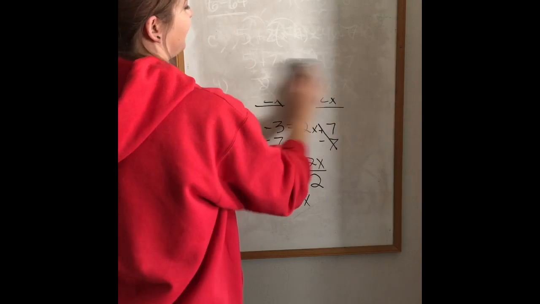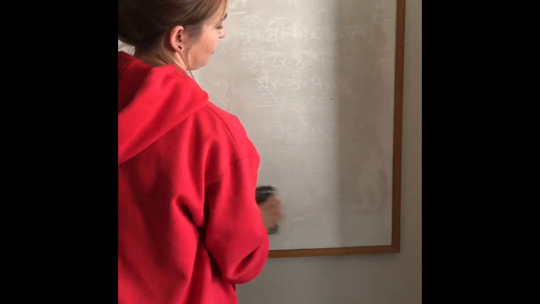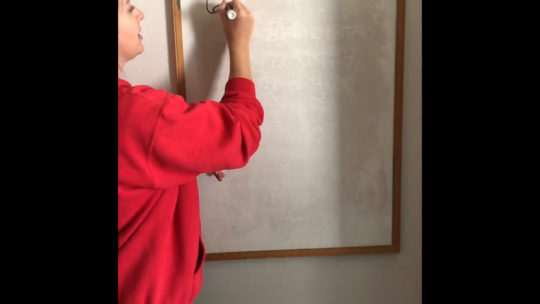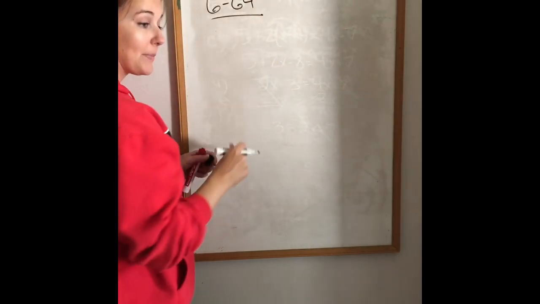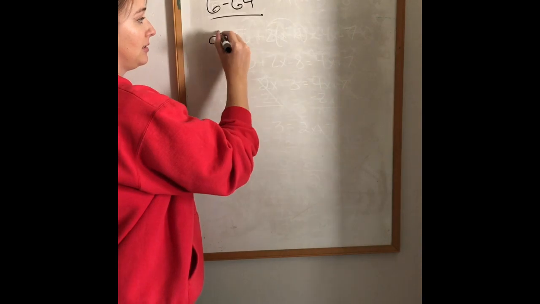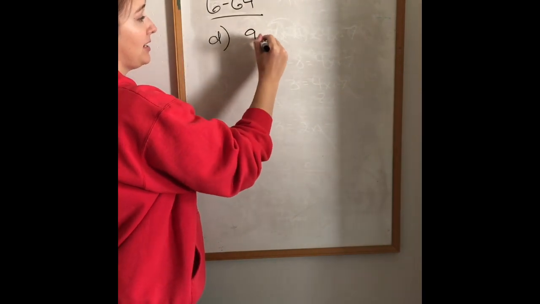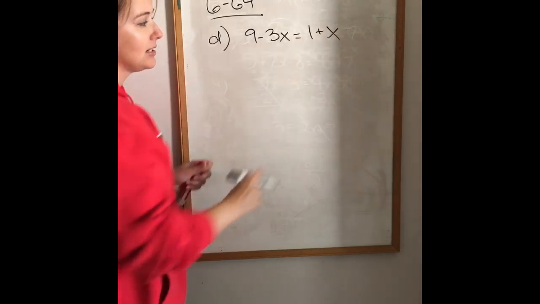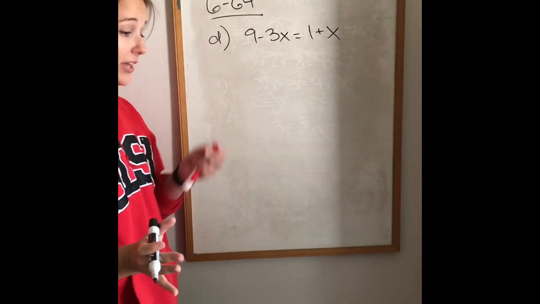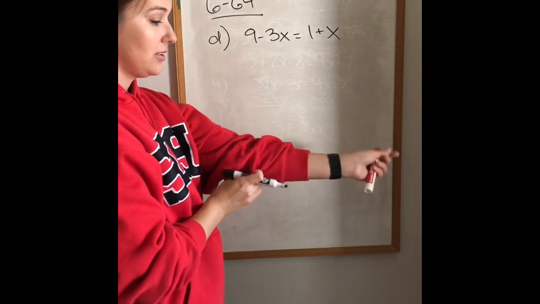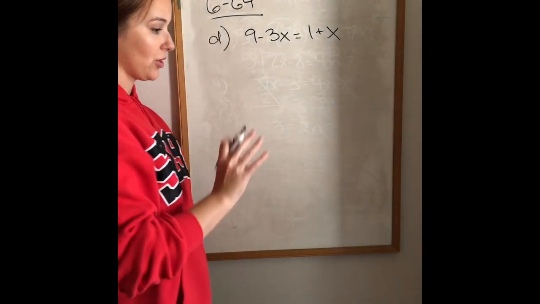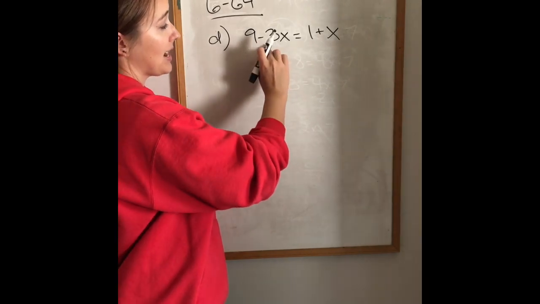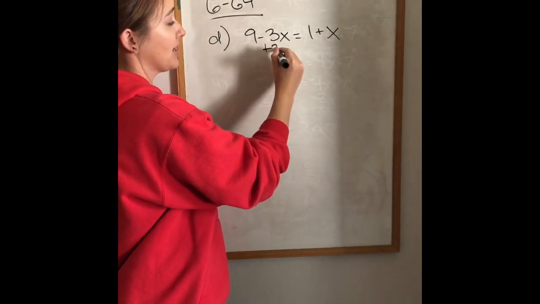Whoops, I erased the problem number. 664. Let's rewrite it. Okay, part D. 9 minus 3x equals 1 plus x. Okay, I can't combine any like terms on either side. So now I need to just start transferring stuff from one side to the other. So I brought this 3x over.